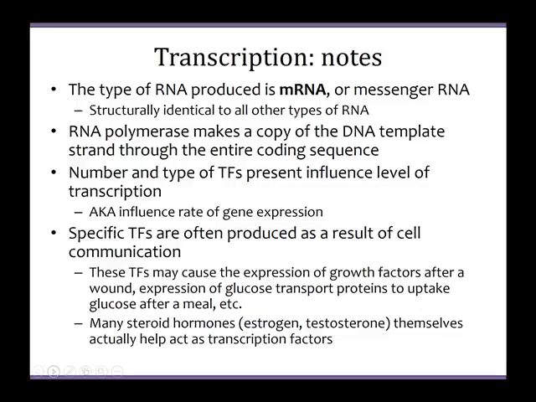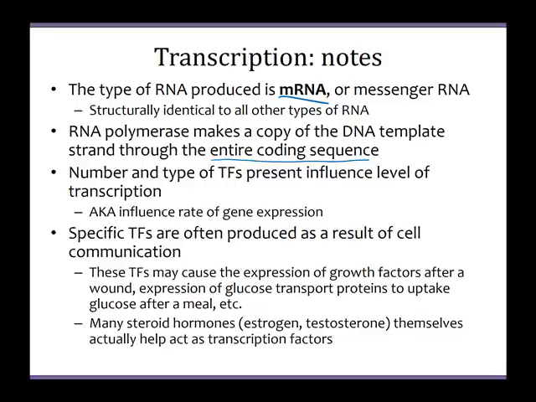Okay, so remember that type of RNA produced is mRNA. Okay, and the mRNA, it's the exact same structure as all the other types of RNA. It has ribose, it has AUCG as its nitrogenous bases. We just call it mRNA instead of tRNA or snRNA or siRNA just because it does a different thing. RNA polymerase will make a copy of the DNA template all the way through the entire coding sequence.